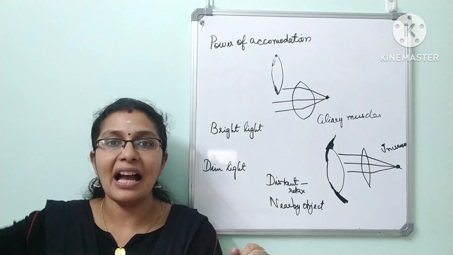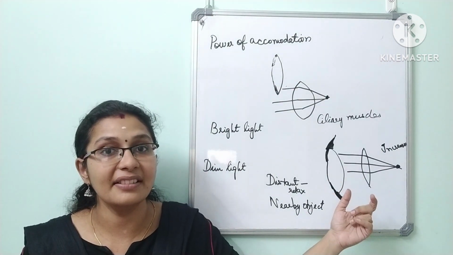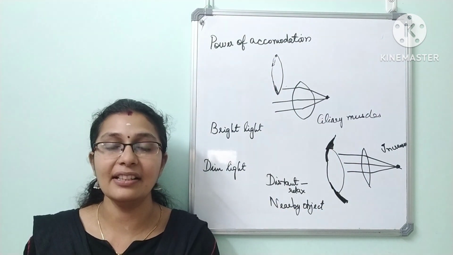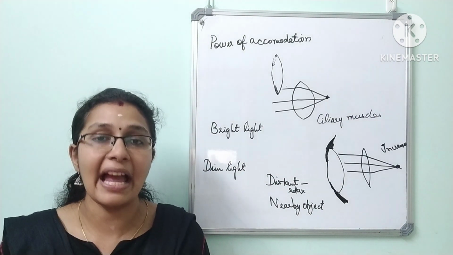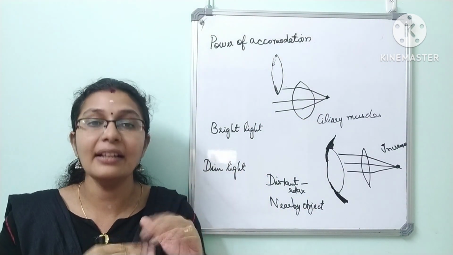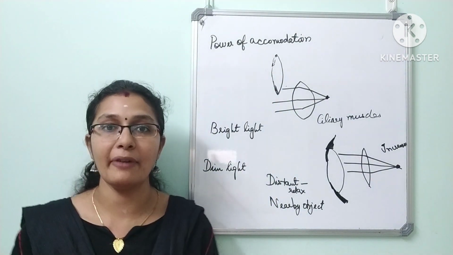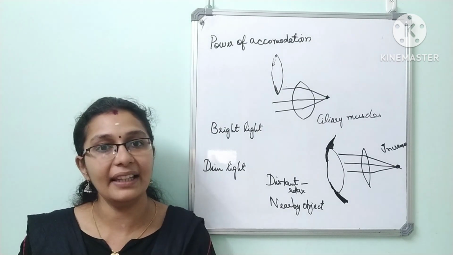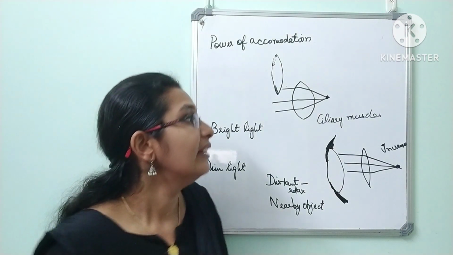That is, if you have to see a distant object, your focal length should be more, right? So who is doing this adjustment? Ciliary muscles. In what is it doing? In the eye lens it is doing. That is how we are able to see the distant object clearly. Whereas for a nearby object, if we have to see clearly, what do the ciliary muscles have to do? They should contract and thus decrease the focal length. Clear? That is nothing but called the power of accommodation. So the ability of the eye lens to adjust the focal length is nothing but called the power of accommodation. Okay.